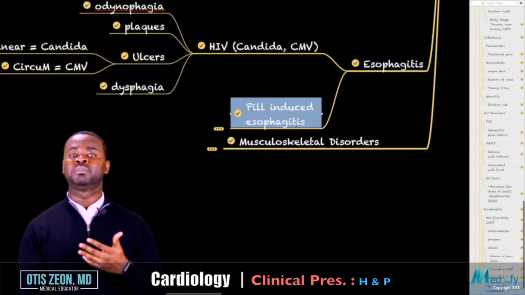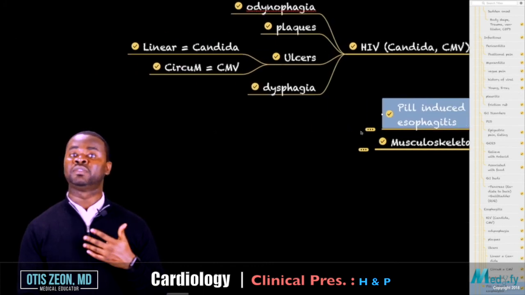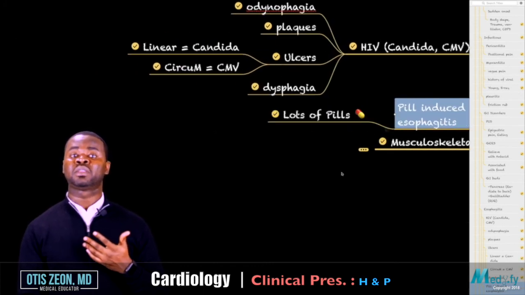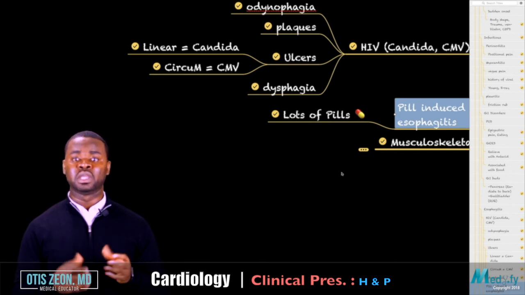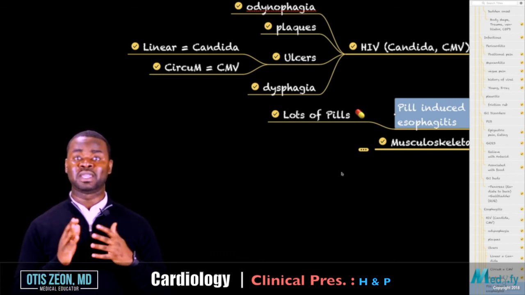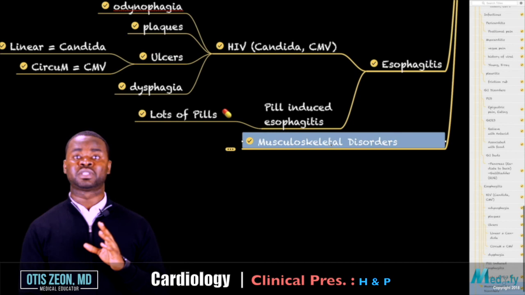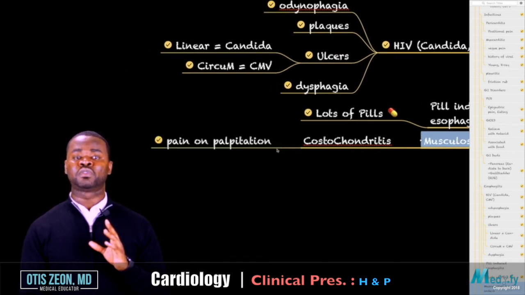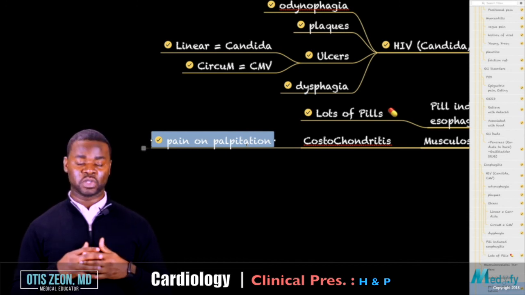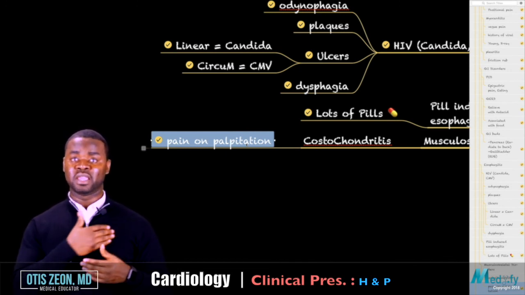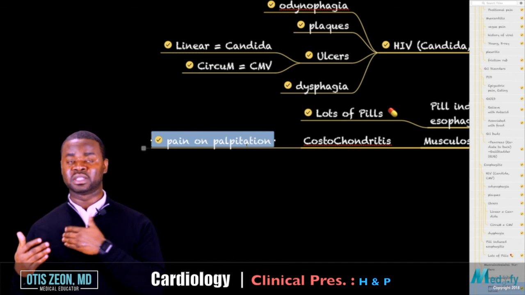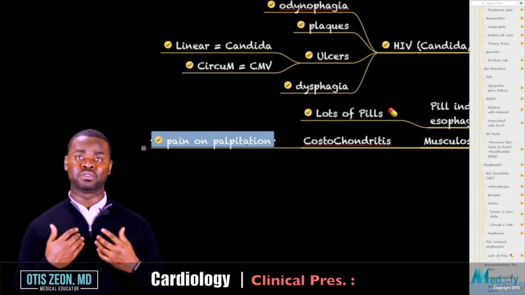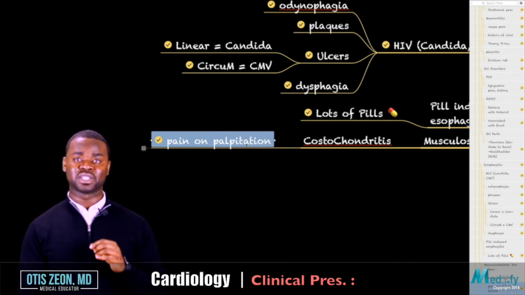As we continue, pill-induced esophagitis can also appear in individuals with HIV, or it can appear in any other population of people who take in a lot of pills. The reason why I say HIV individual is because they take a lot of pills. Next is musculoskeletal disorder. In these individuals, the best way to diagnose it is to look for a chest pain that can be palpated. The patient may tell you, I have a chest pain. If you push on this, chest pain. If you push on this, chest pain. They can localize the chest pain. That gives you a clue that this is a musculoskeletal induced chest pain.